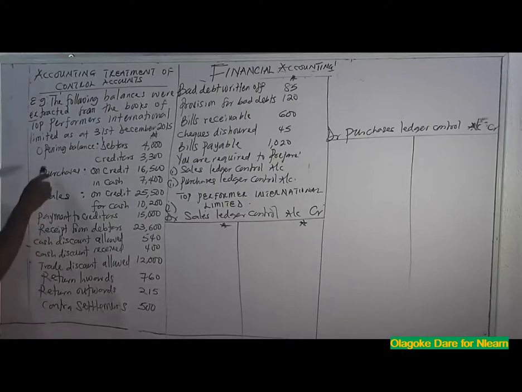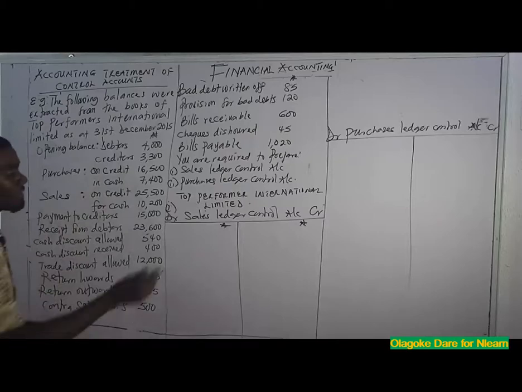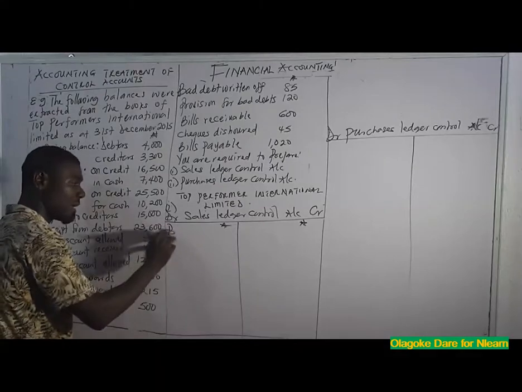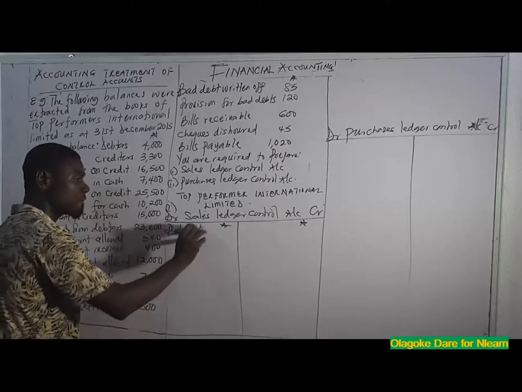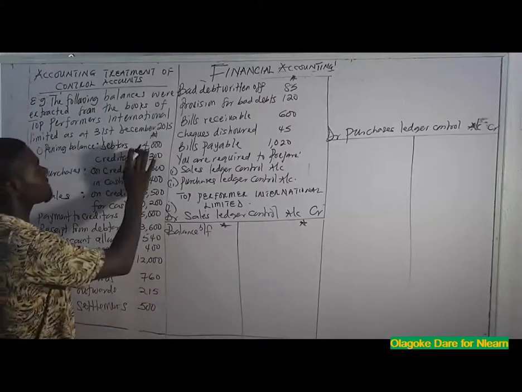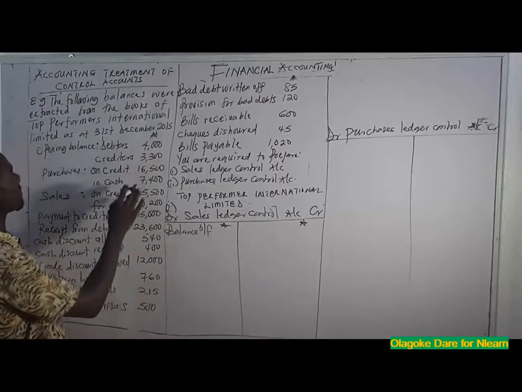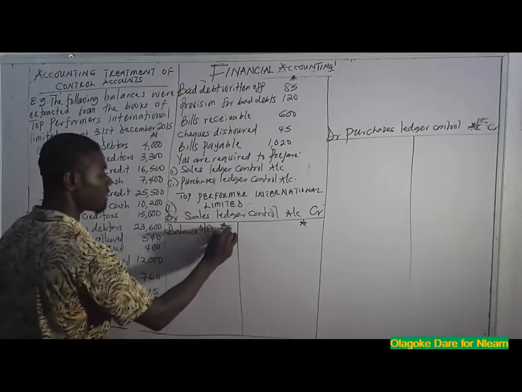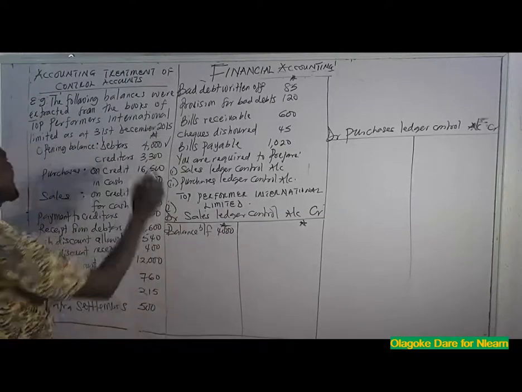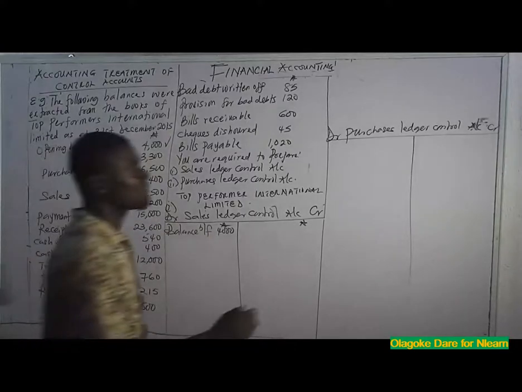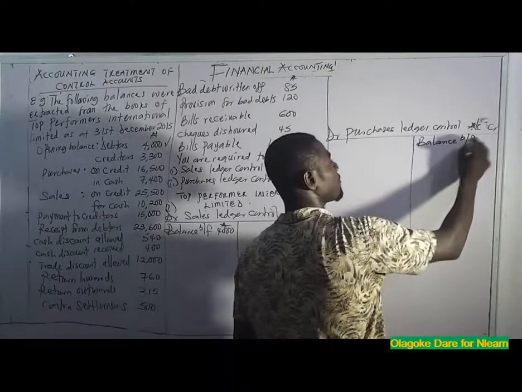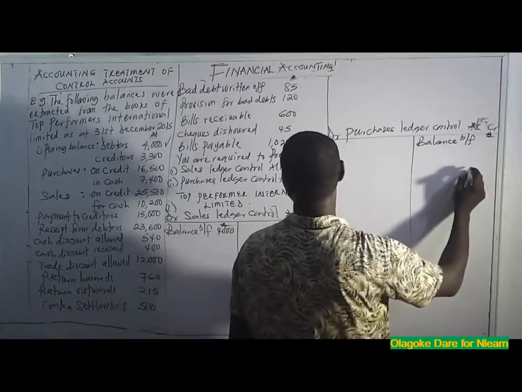Here we are told opening balances, debtors. Remember, your sales ledger control account has a debit balance, so your opening balance will be on the debit side. Balance brought forward. So my opening balance will be on the debit side, which will be 4,000. Then the opening balance for creditors will be on the credit side. Balance brought forward, which is 3.